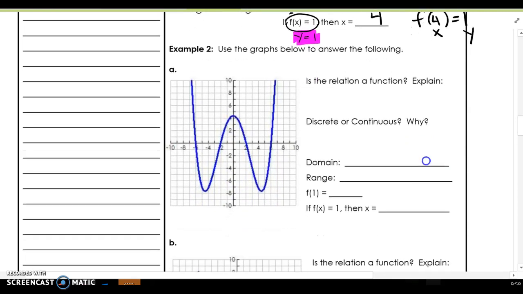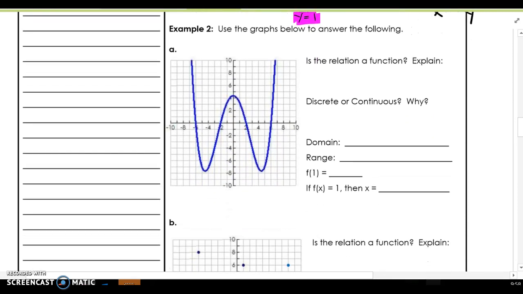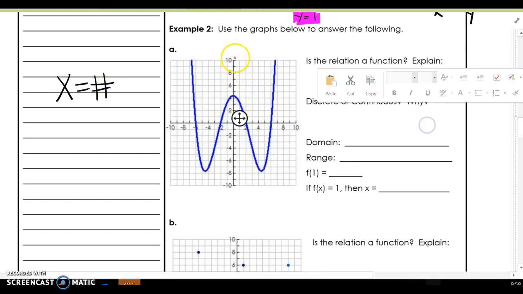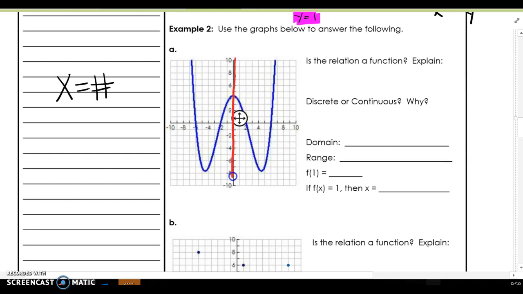Use the graph below to answer the questions. Is the relation a function? So remember we said that a vertical line is not a function because a vertical line is in the format x equals a number. So for example, if we said x equals 0, I could draw the vertical line x equals 0. And how many points on that line are on this curve that we're looking at?